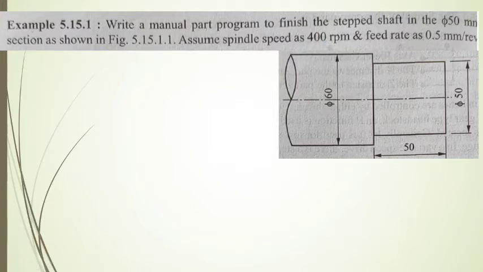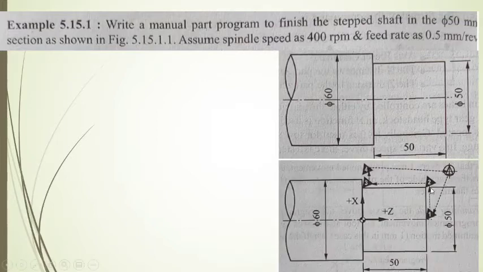While solving every numerical, you must have a plan for tool movement. To complete this finishing operation, one can have movement from point number 1 to point number 2, then towards point number 3, and then towards point number 4. These dotted lines indicate the direction of tool movement while carrying out the finishing operation.